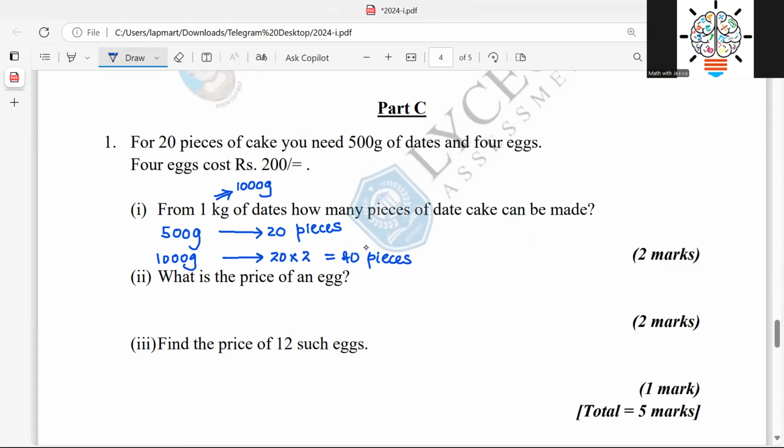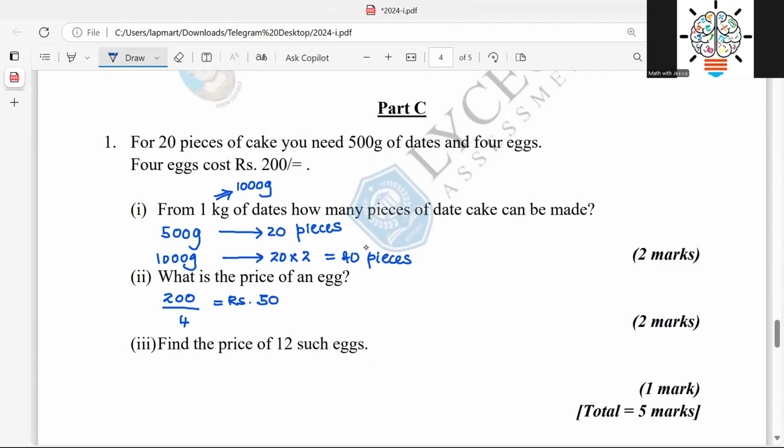What is the price of an egg? Here they have mentioned 200 rupees for 4 eggs. So you divide this by 4 and you get the answer. The answer is 50 rupees.